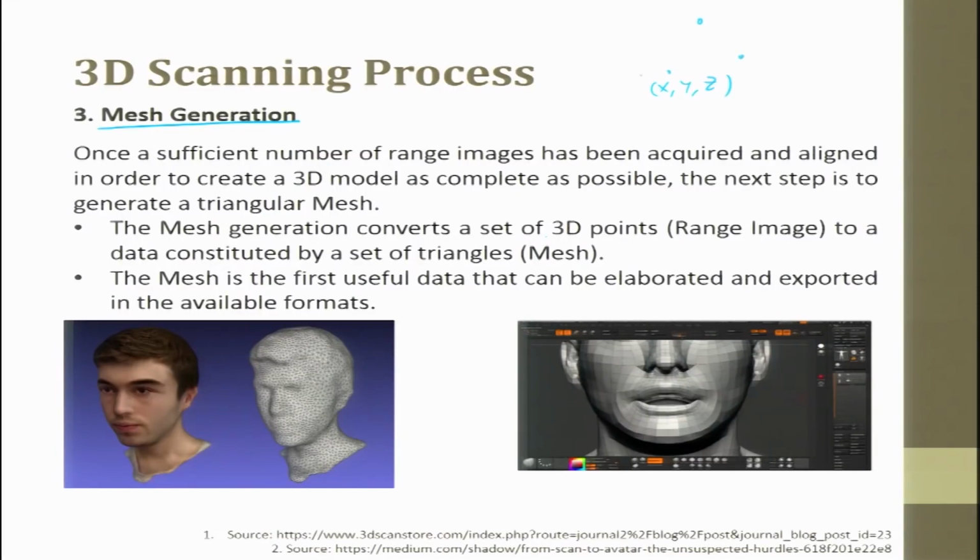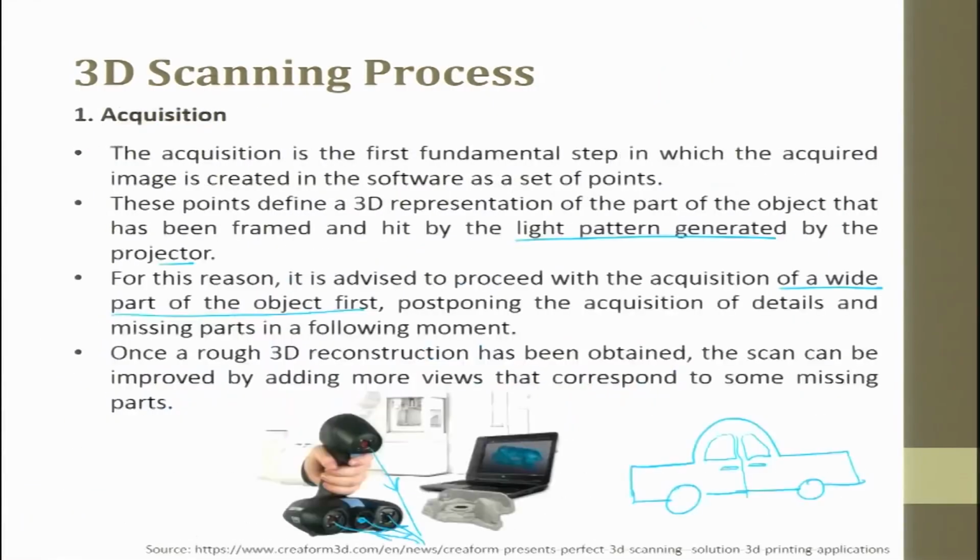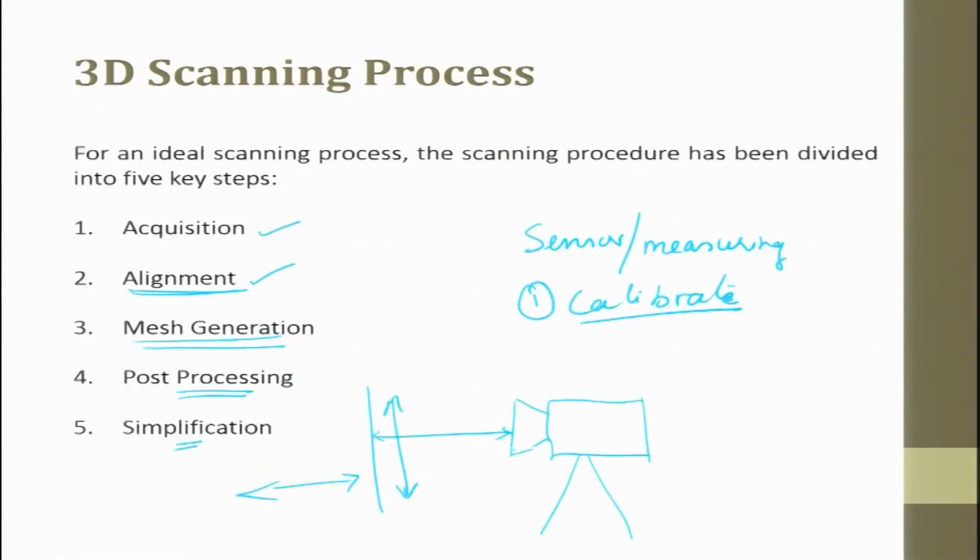It can be in one plane, it can be in varying planes. For example, you can see all these things are meshes. The mesh is the first useful data that can be elaborated and exported in the available formats. So, first was acquiring the data, which is what we have seen till now, then aligning the data, then what we do is mesh generation.